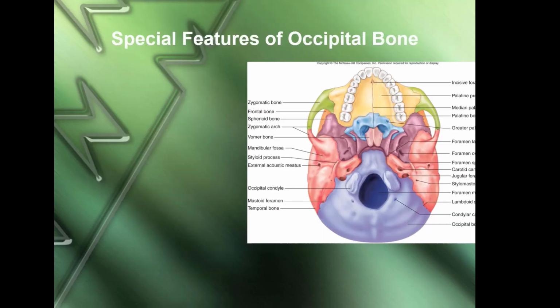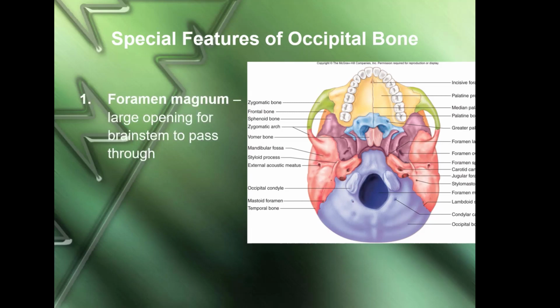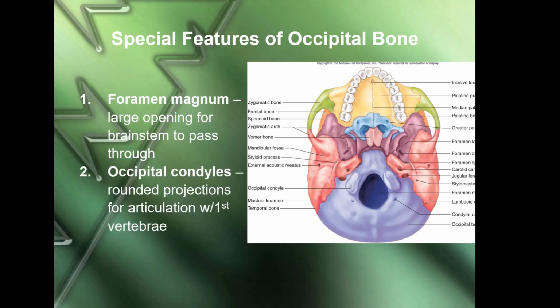Now we have special features also of the occipital bone. We have the foramen magnum. This is a large opening for the brainstem to pass through into the spinal cord, as seen here in the figure. This is a large foramen. And we have the occipital condyles on the sides of the foramen magnum. They are rounded projections for articulation with the first vertebra of the cervical region, that is the atlas.